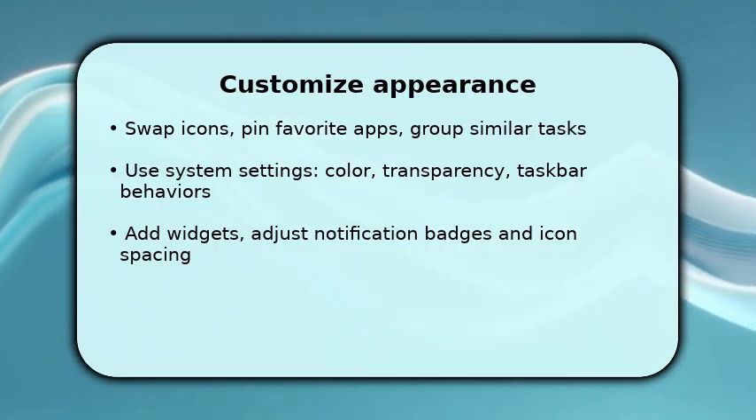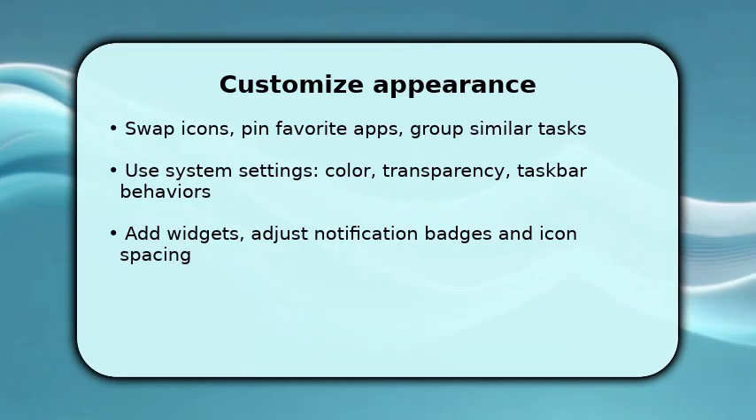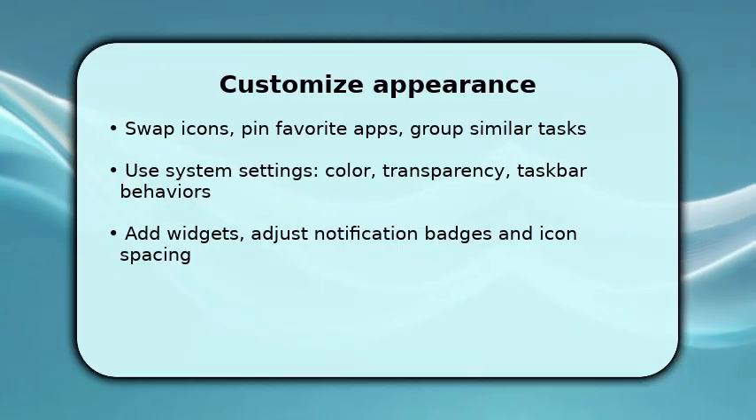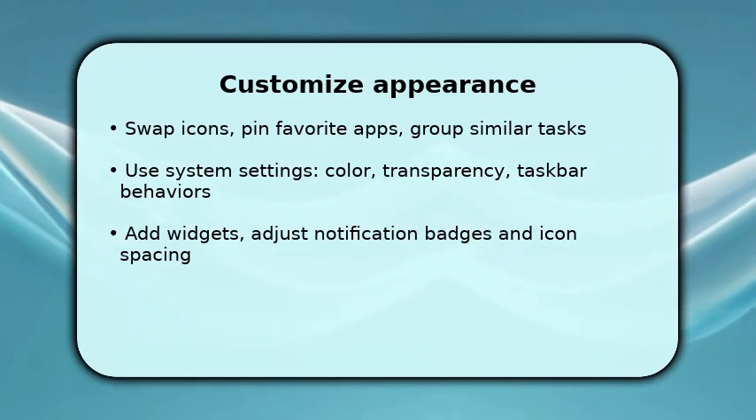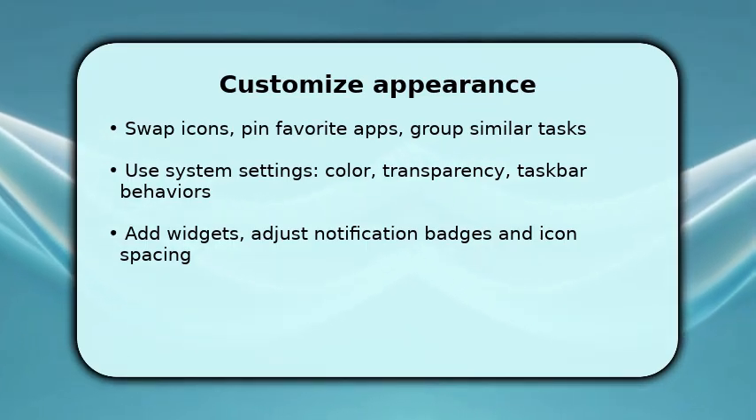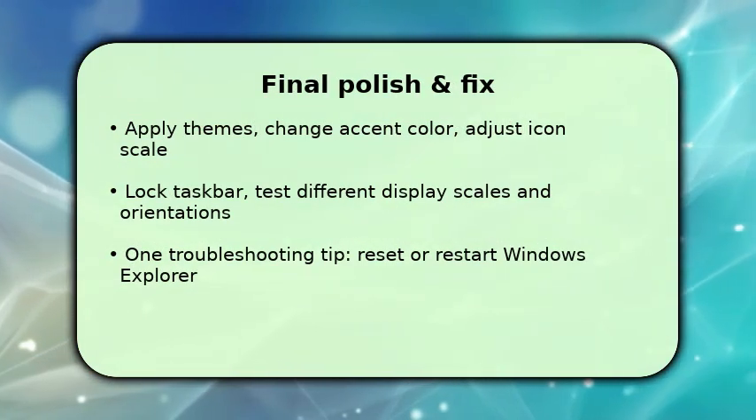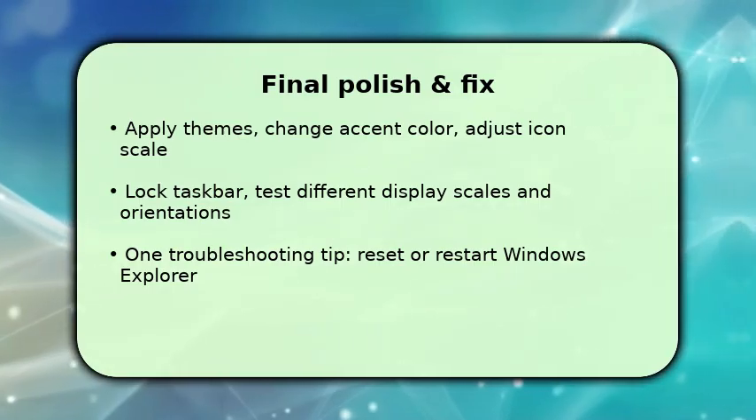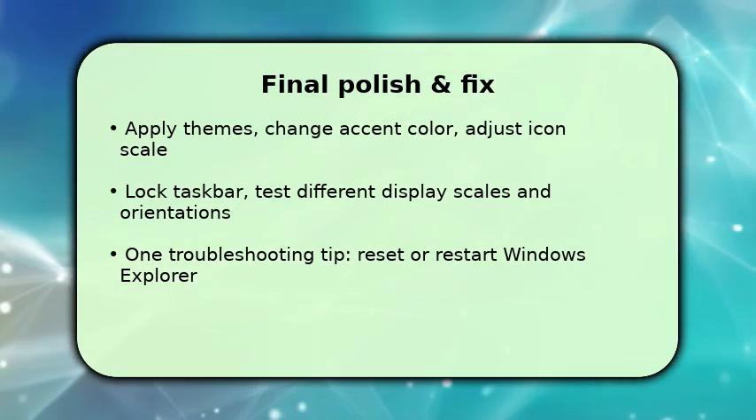Once arranged, add widgets or toolbars that provide utility without noise, and fine-tune icon spacing for a balanced feel. Make sure to test with several apps open to confirm grouping and clarity before finalizing. You finish by applying a cohesive theme and accent color, and adjusting icon scale so text and symbols remain legible across screens. Once done, lock the taskbar and test in different display scales or orientations to ensure consistency.